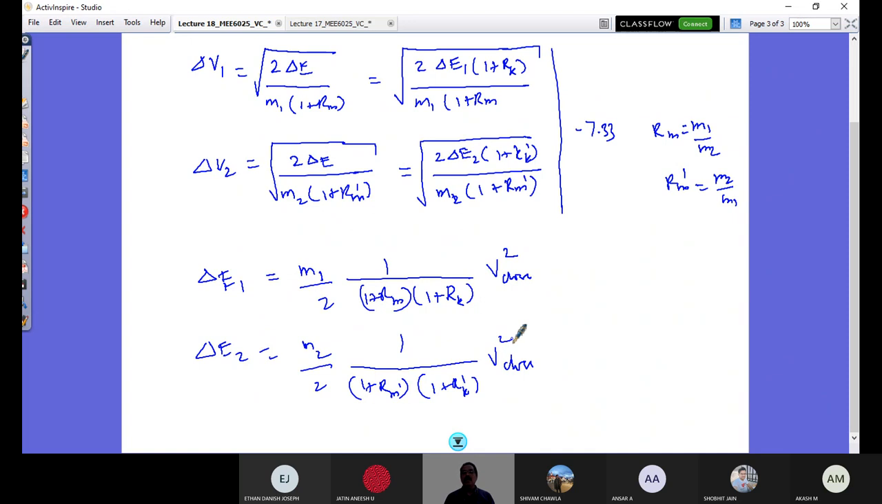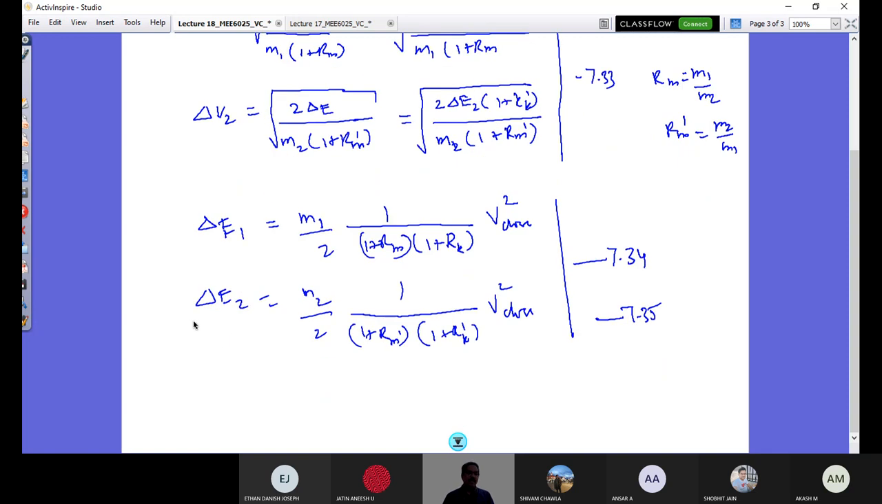So what is V close? It is the relative velocity of approach, right? So this is the energy proportion of both the vehicles. Let's call this equation 7.34, first equation, second equation, 7.35. So how can you get this from this equation?